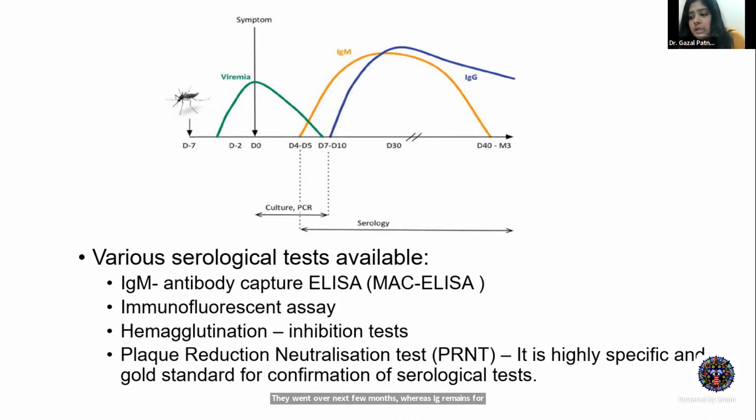A 4-fold increase in the antibody during acute or convalescent stage is usually diagnostic. Various serological tests available for this are IgM ELISA, immunofluorescent, hemagglutination, and plaque reduction neutralization test, as has been discussed earlier. These are very specific and gold standard.